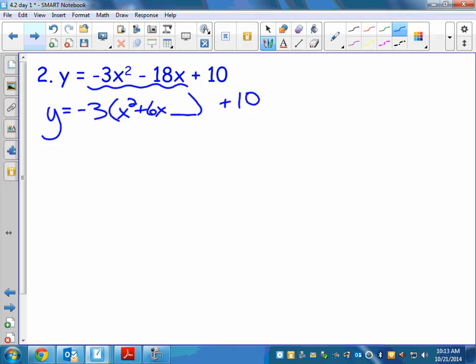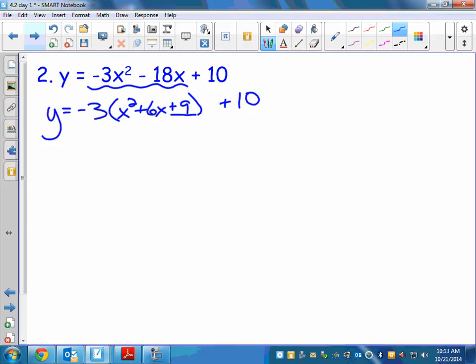So that's really as ugly as it can get. I mean, I guess it could get like fractiony. I don't think it's do, but that would be ugly. But now we're going to complete the square the same way. What's half of 6 squared? Half of 6 is 3, and 3 squared is 9.